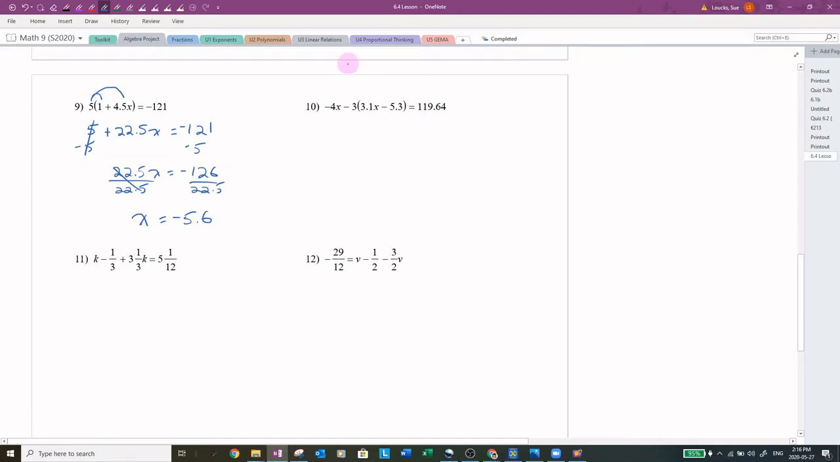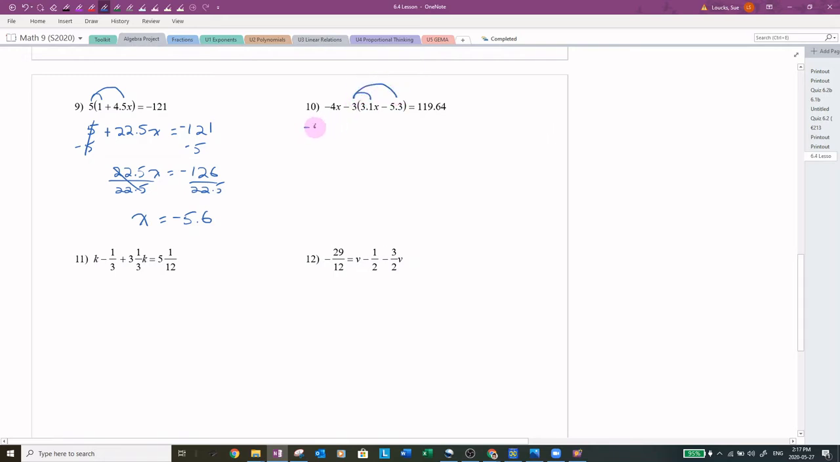Question 10. So this time, there's no value in me getting rid of this negative 4x because there's an x here. And I want to keep my x's on the same side because I need to collect them. So this time I really need to distribute first. So I'm going to do the distribution first.